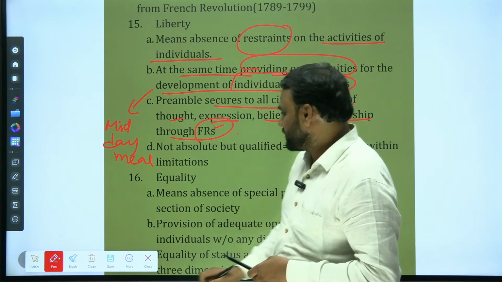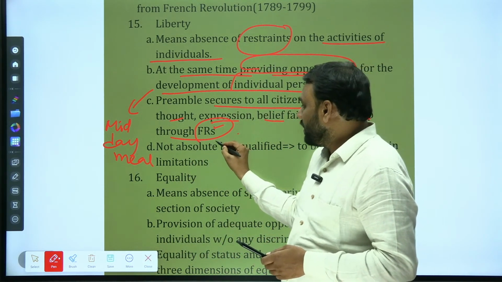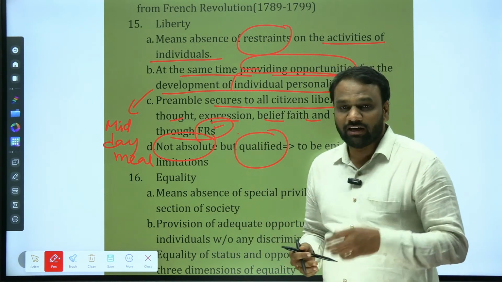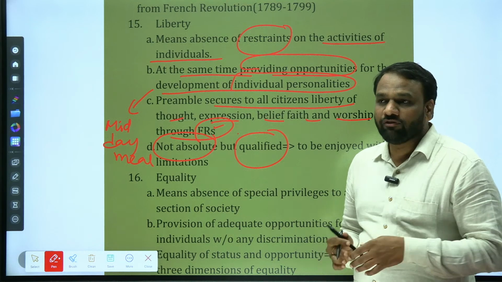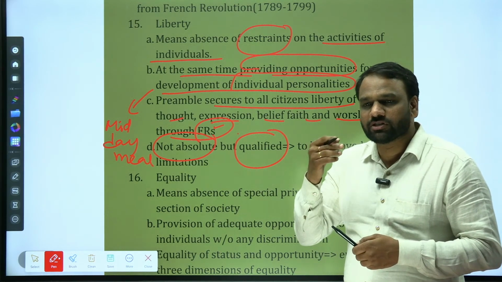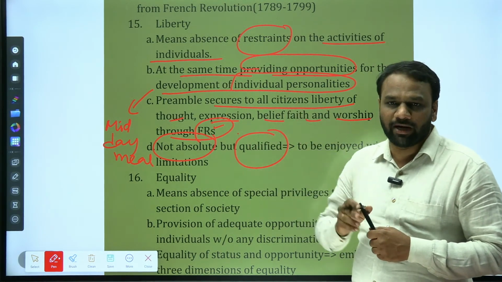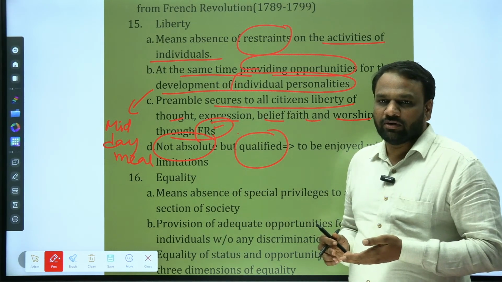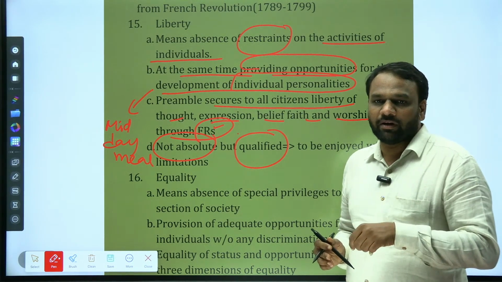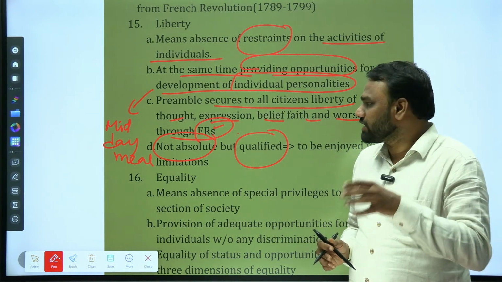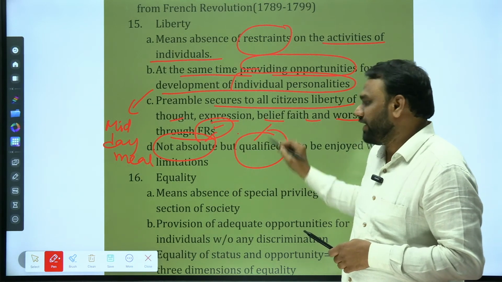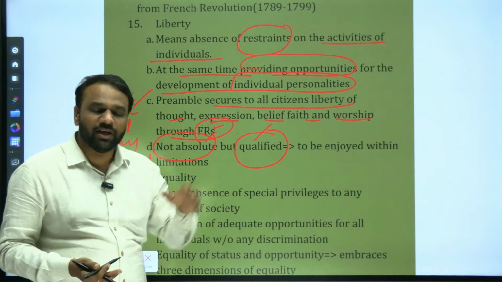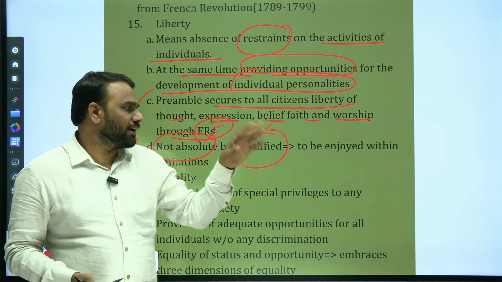Okay, fundamental rights. Next, very important: this liberty is not absolute but qualified. As I mentioned, if liberty is given to you and you start writing or speaking anything that comes to your mind, that may hurt the emotions of other people. It may lead to communal violence. If you write any kind of article in a newspaper, that may lead to communal violence. So that's why it is not absolute, it is qualified. There are certain limitations on liberty. What are those limitations? We will discuss that when we start discussing fundamental rights.